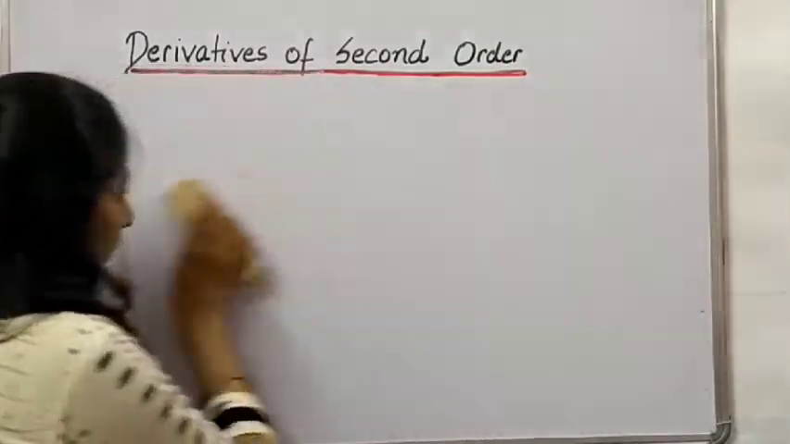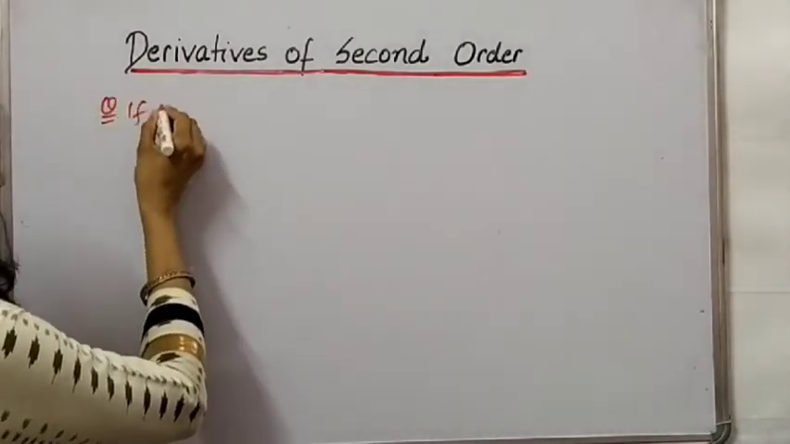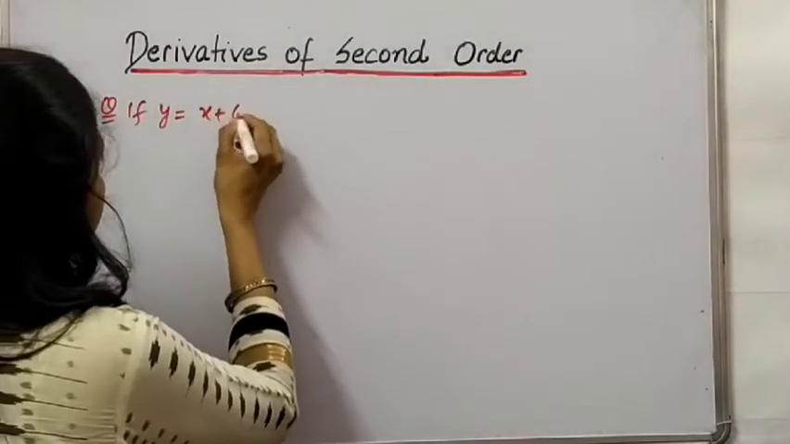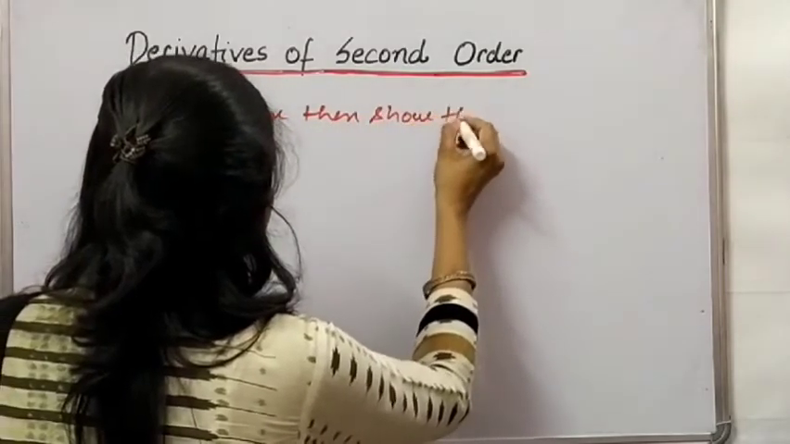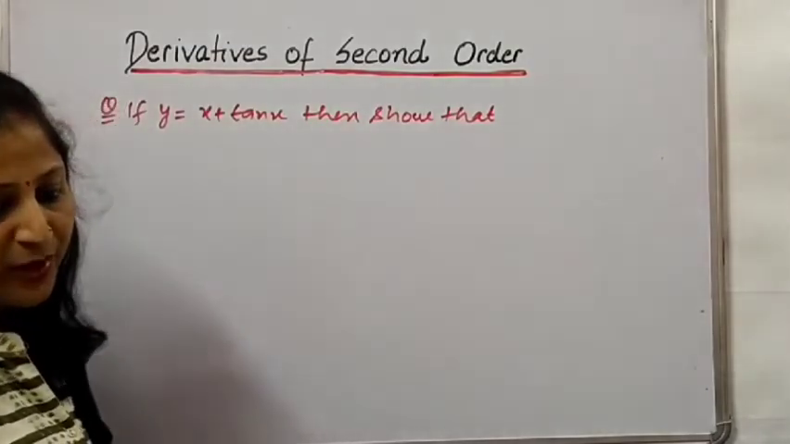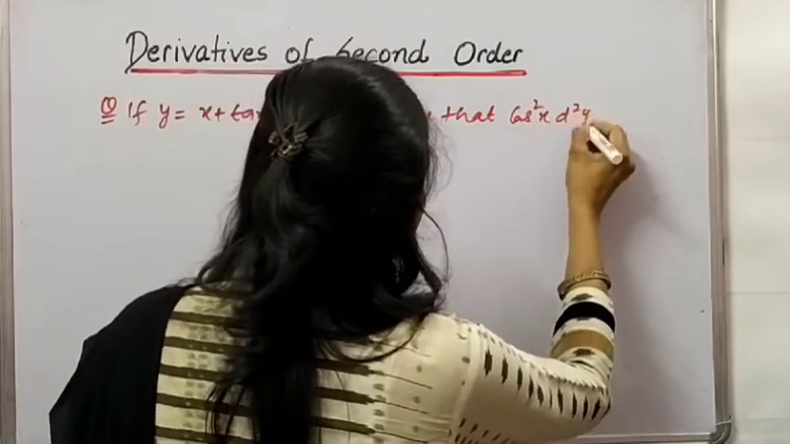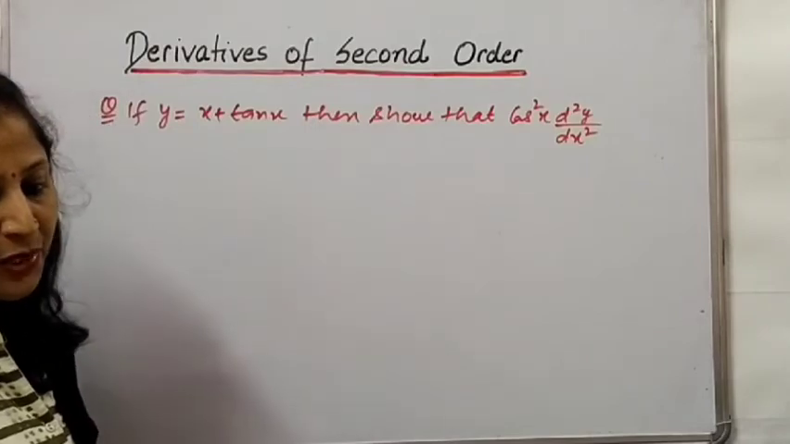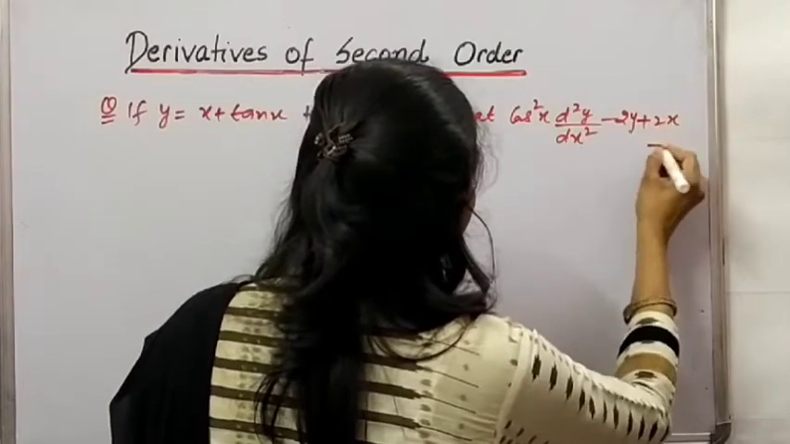So our next question is: if y is equal to x plus tan x, then show that cos square x into d square y upon dx square minus 2y plus 2x is equal to 0.